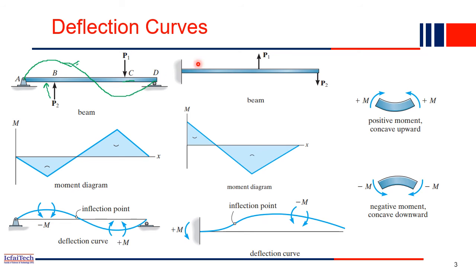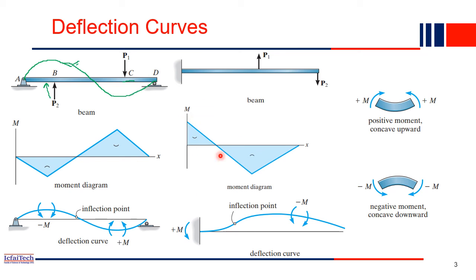Now similarly, can you draw the deflected shape of this beam? Here also this is a cantilever beam. One end is fixed, the other end is free, and two forces are acting. One is P1 and the other P2, both concentrated forces. So what will be the deflected shape? Draw the bending moment first.